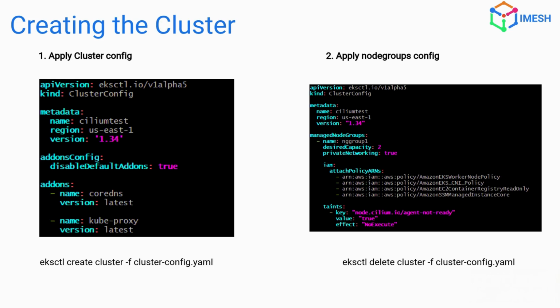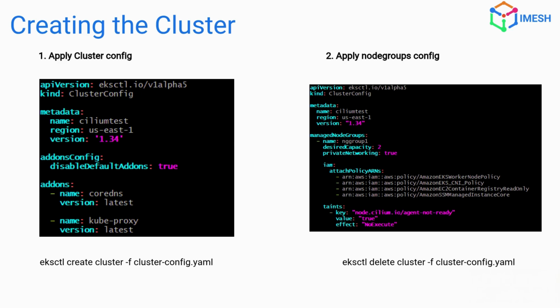Now we move to step 2, creating the cluster. We will handle this in two parts using eksctl. First, we apply the cluster configuration. As you can see in the configuration on the left, we are setting up the basics like the cluster name, region and version. Notice that we have set disable default add-ons to true. As we discussed, this prevents the standard AWS VPC CNI from installing.